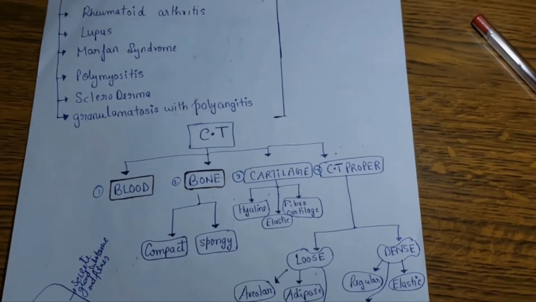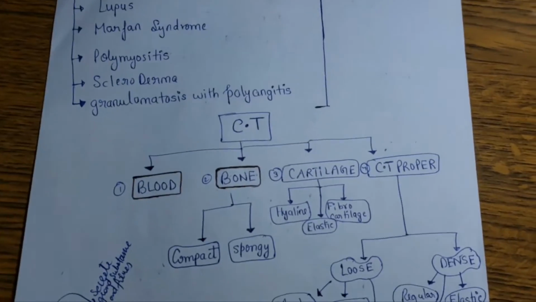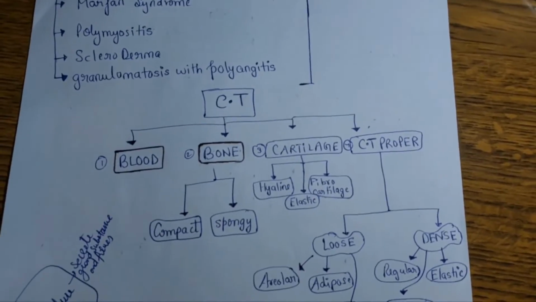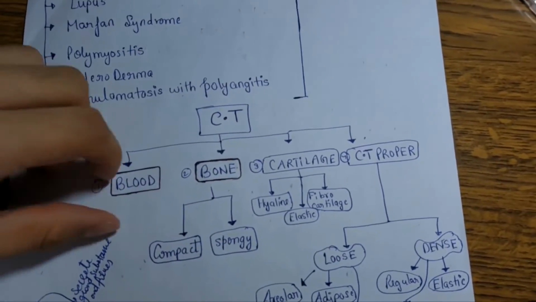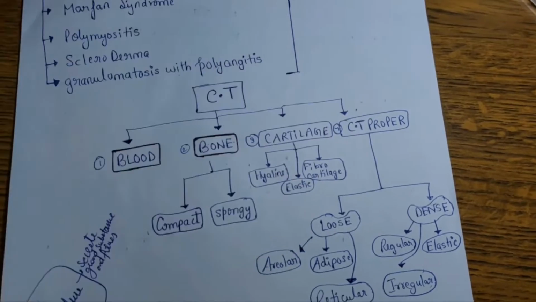So today we are going to talk about collagen fibers synthesis. Before we talk about collagen fibers, we are going to revise connective tissue. So what is connective tissue? There are four different types of connective tissue: blood, bone, cartilage, and connective tissue proper.